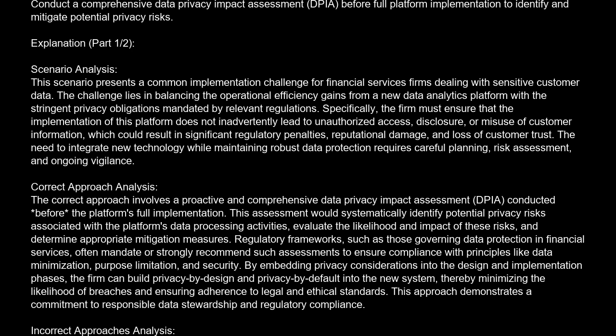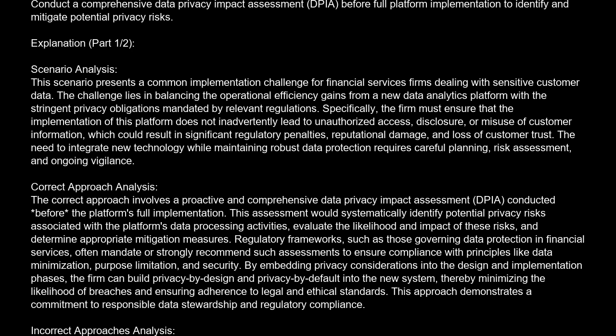The correct approach involves a proactive and comprehensive data privacy impact assessment, DPIA, conducted before the platform's full implementation. This assessment would systematically identify potential privacy risks associated with the platform's data processing activities, evaluate the likelihood and impact of these risks, and determine appropriate mitigation measures.